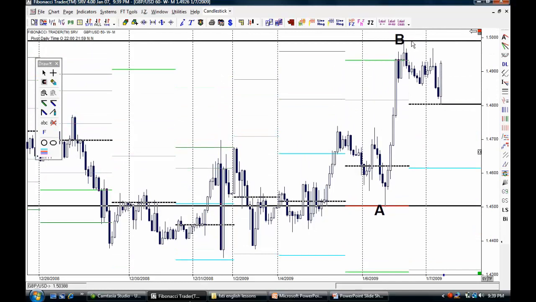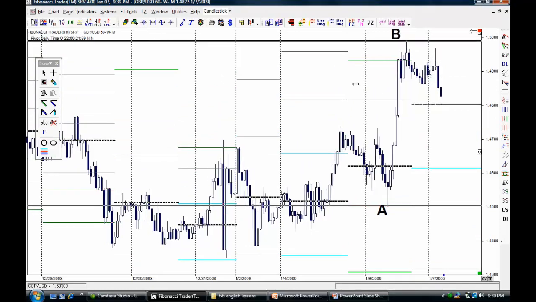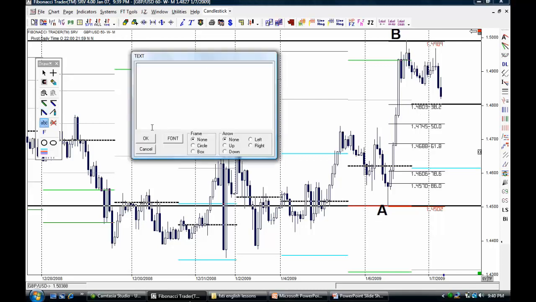Now, when I'm looking at this and I say, okay, I'm looking for an entry point, and I have that AB and I'm looking for that C, look how I pull from A to B, it gives me a Fibonacci number. So this is a support level that is converging with a Fibonacci number. So this is a very high probability C.